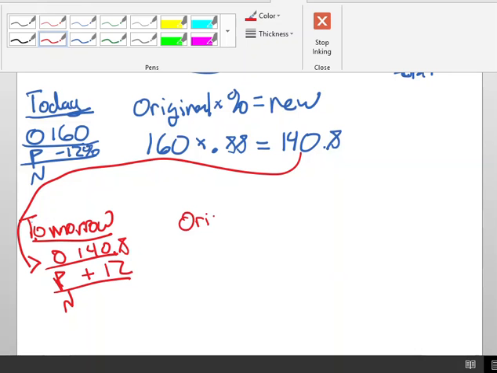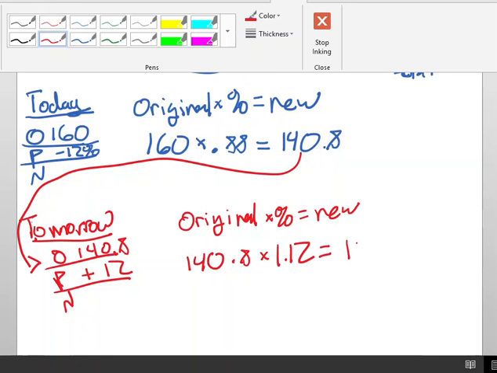So I'll do my original times my percent is equal to my new. And in this case, my original is 140.8 times 1.12. Okay, so that's the 100% plus the 12%. That's how we represent the increase. And I'm going to get 157.696, which I will round to 157.70.